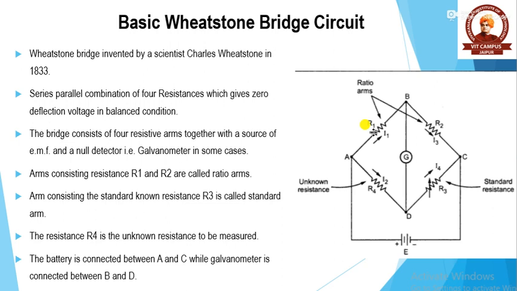The arms consisting of resistances R1 and R2 are called ratio arms. The arm consisting of the standard resistance R3 is called the standard arm, and the arm which consists of R4 has R4 as an unknown resistance which is to be measured. The battery is connected between A and C while the galvanometer is connected between B and D. Battery and galvanometer are always connected across opposite nodes.